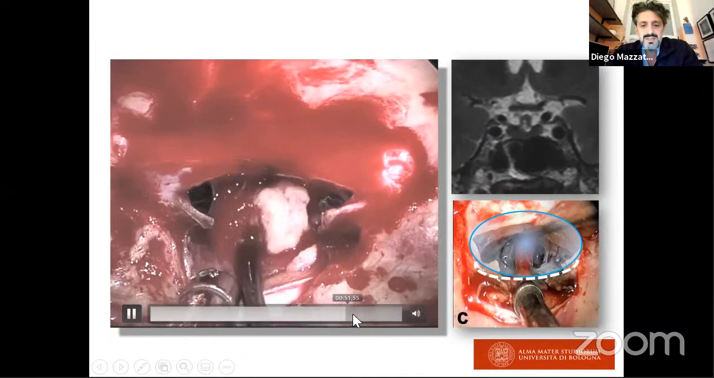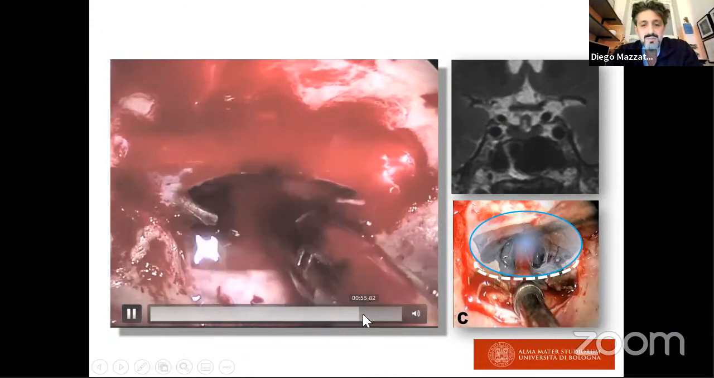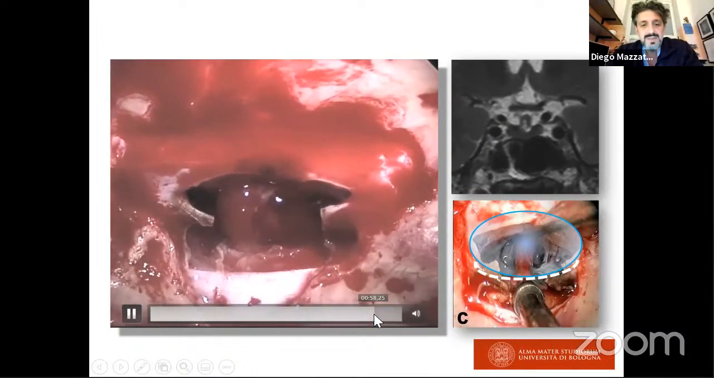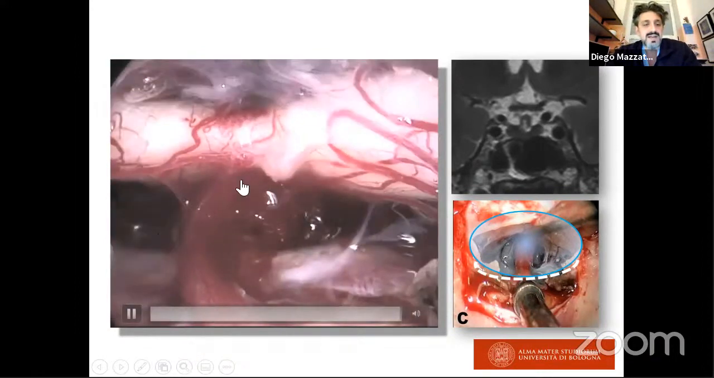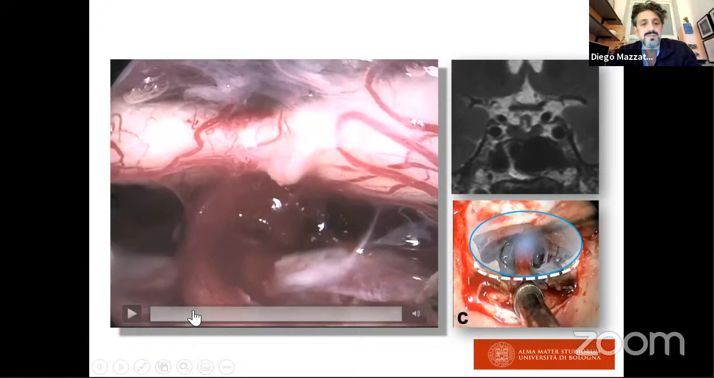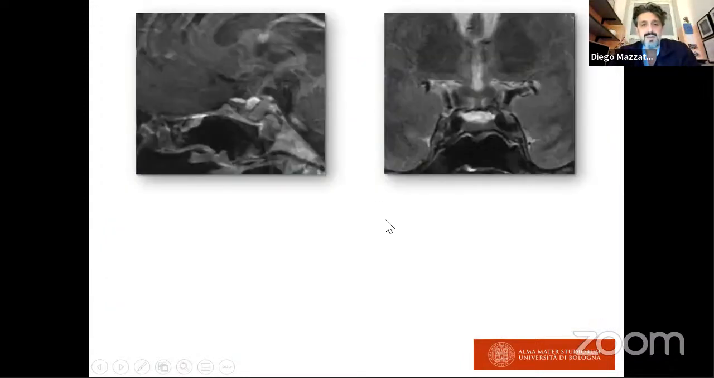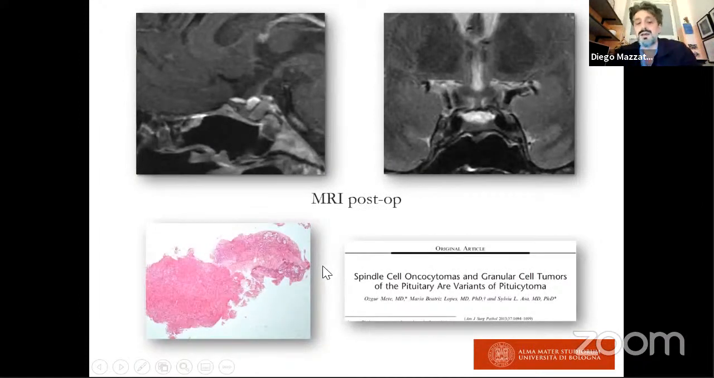You see the two-hands technique, the tumor removal, and the final inspection with the anatomical preservation of the pituitary stalk, dorsum sellae, and optic pathway at the chiasm. This was the post-operative MRI with the fat for the closure, and this was the result of the anatomopathological examination: spindle cell oncocytoma, a variant of pituitary tumor.